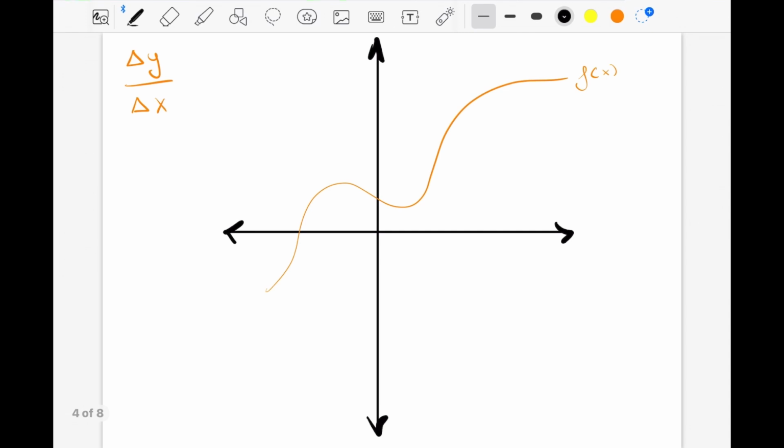Now, let's look at this on the graph. So basically, dx represents this, the change in x, while dy represents this, the change in y. From this point up to this point is dy, and from this point up to that point is dx. Change in x, change in y.